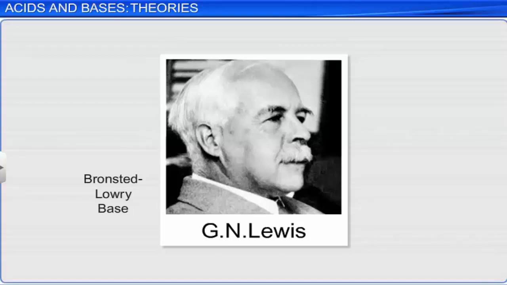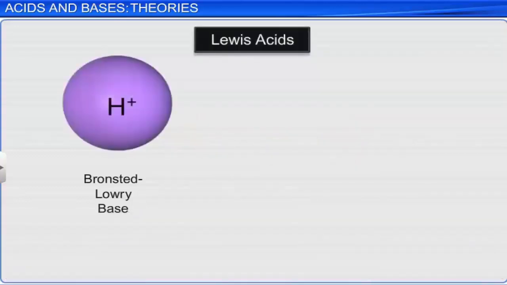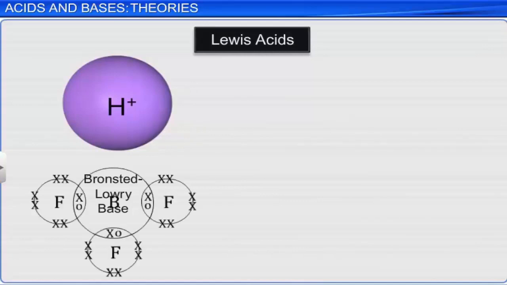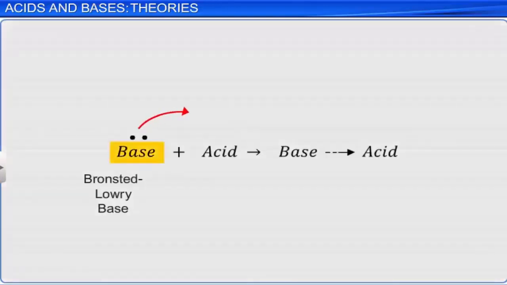According to this theory, an acid is any molecule or ion that can accept an electron pair to form a coordinate covalent bond with the donor. For example, H+, BF3, AlCl3 and SnCl4 act as Lewis acids. A base is any molecule or ion that can donate a pair of electrons to form a coordinate covalent bond with the acceptor.